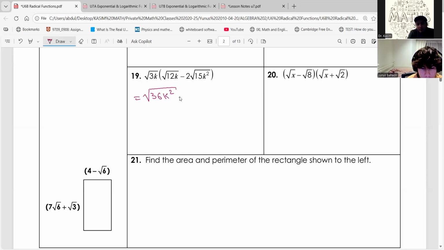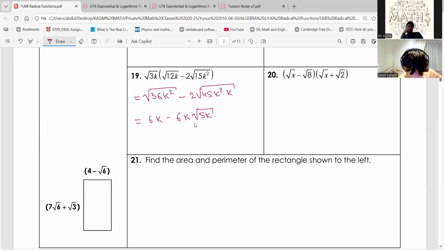First, maybe you can write like this: 45k squared times k. Square root of 36 is just 6. And the square root of k squared is just k, right? And from 45, we have 9. So that is 6, and k also comes out, right? So under the square root, we have 5k. That's it. Okay. Do question 20, Yunus.